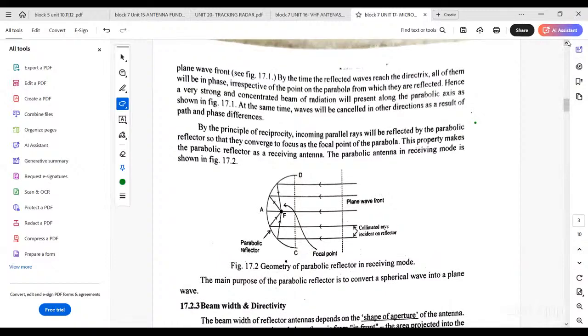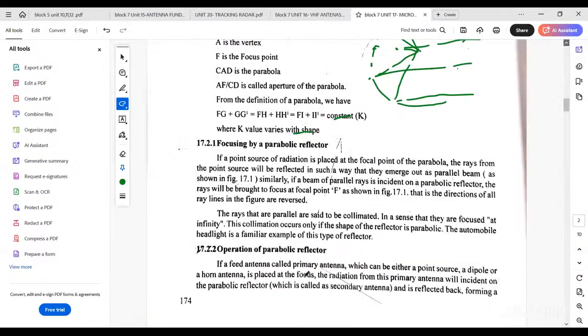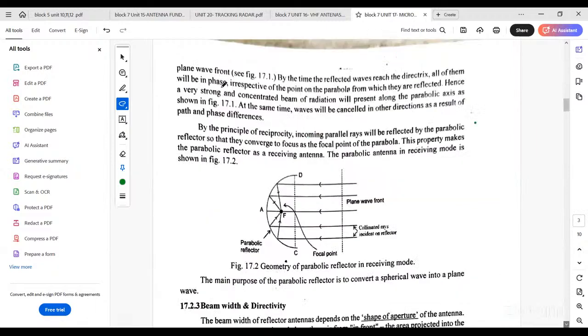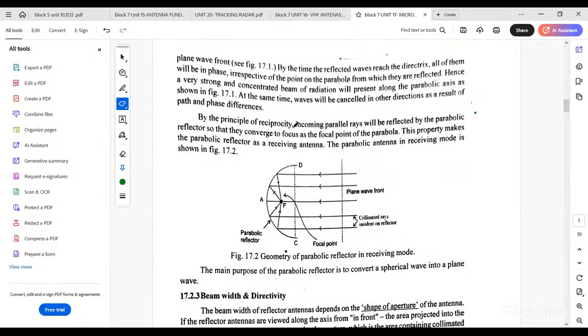See, a feed antenna, called the primary antenna, can be either a point source, a dipole, or a horn antenna type. That means whichever type of antenna is connected at the focus, whether a horn antenna, a point source or a dipole. The radiation from the primary antenna is incident on the parabolic reflector. From there it is reflected back, forming a plane wavefront, figure 17.1. Again, this is the principal description of the diagram.